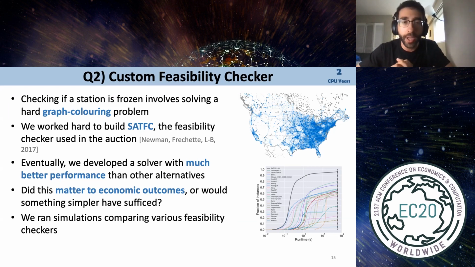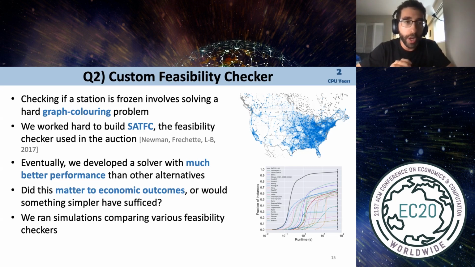On the right of the slide, I'm showing you an interference graph of the United States, where every node in that graph is a station, and there are edges between stations if there are interference constraints between them. And as you can see, it's kind of a mess. So we worked pretty hard before the auction to build software that could really effectively solve these graph coloring problems, because they needed to be solved thousands of times throughout the auction in real time. And eventually, we came up with a solver that, at least on benchmark problems, performed much better than other alternatives.